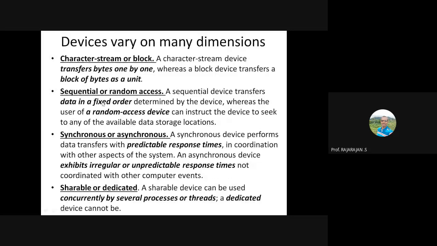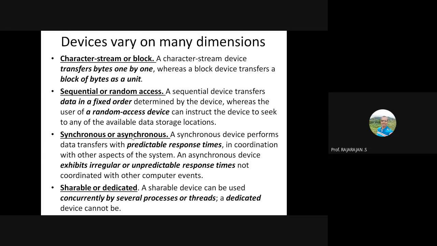So these are the various differences among the devices. We have a character stream based device and a block stream based device. A character stream based device transfers one character at a time, whereas a block stream device will transfer blocks of data, bytes. And sequential or random access. Sequential means the data will be transferred in a particular sequence, a fixed order, whereas random access means devices can transfer in any order.